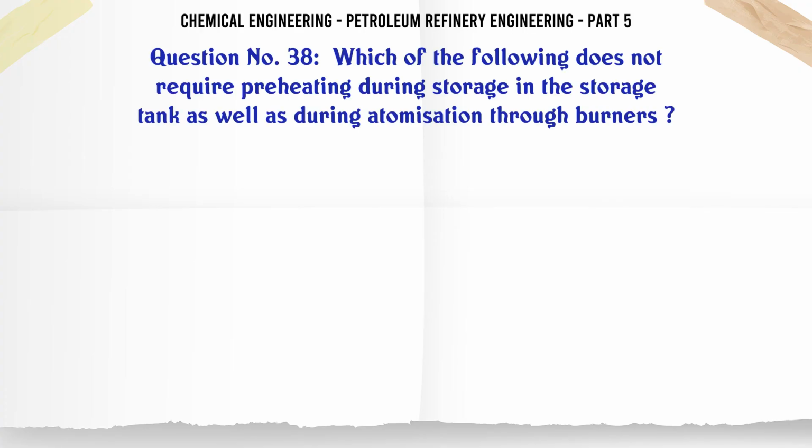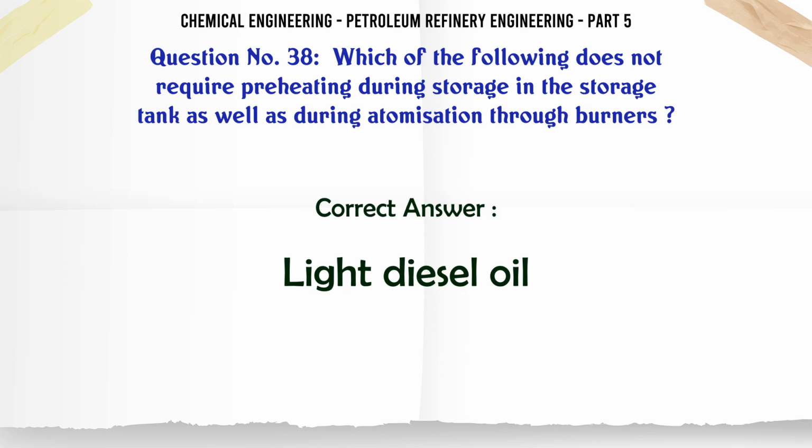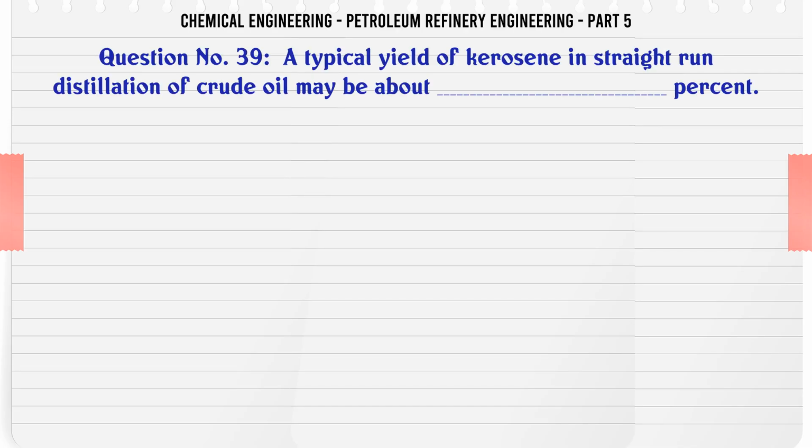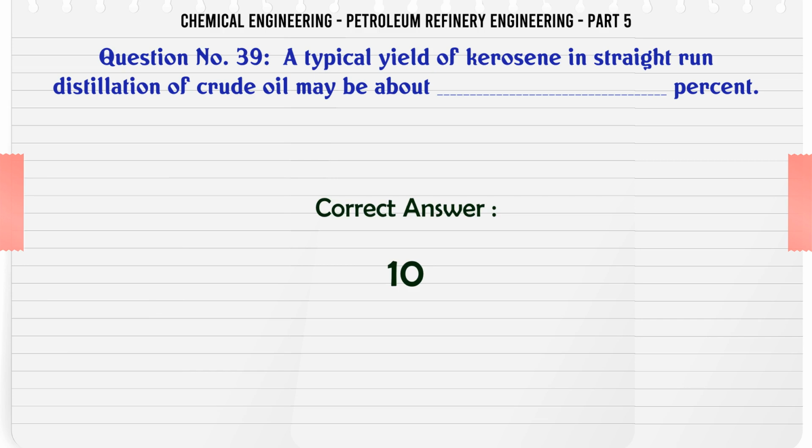Which of the following does not require preheating during storage in the storage tank as well as during atomization through burners? A. PCM, B. tar, C. light diesel oil, D. low viscosity furnace oil. The correct answer is light diesel oil. A typical yield of kerosene in straight-run distillation of crude oil may be about blank %. A. 4, B. 10, C. 18, D. 26. The correct answer is 10.